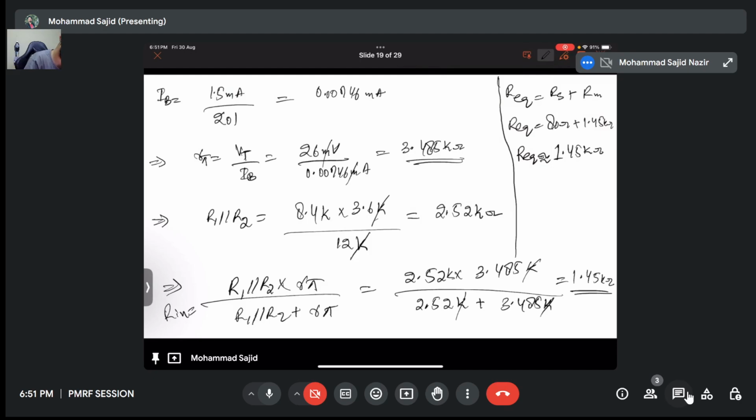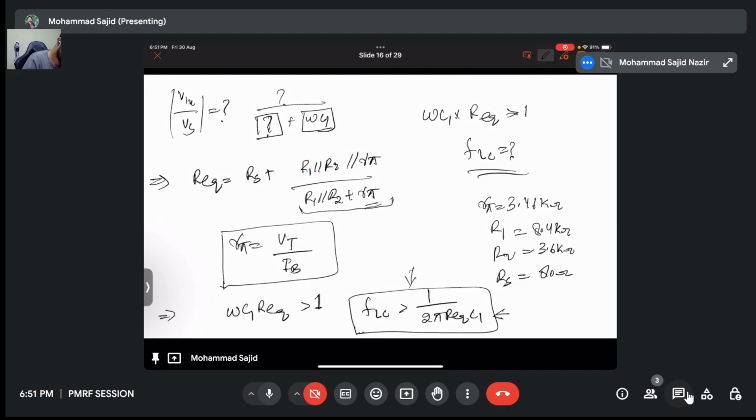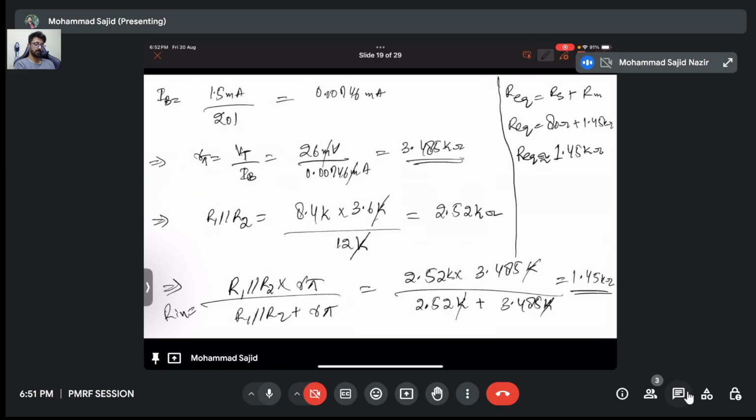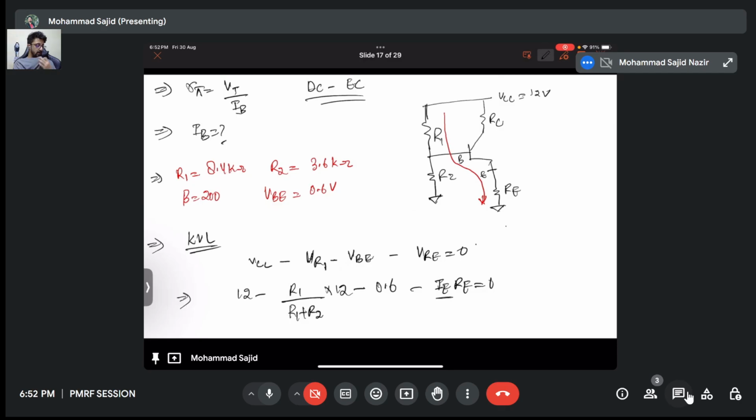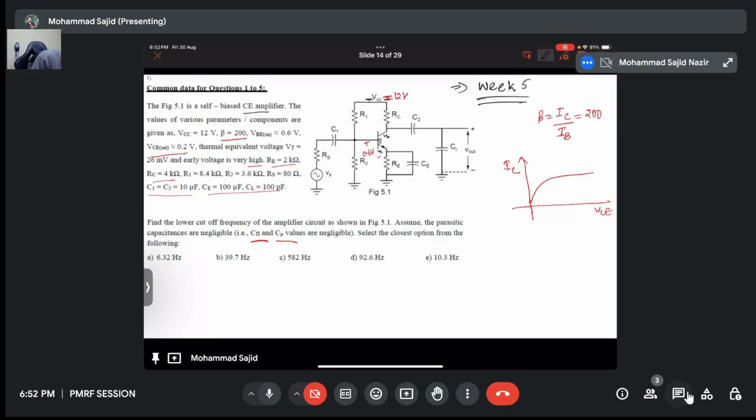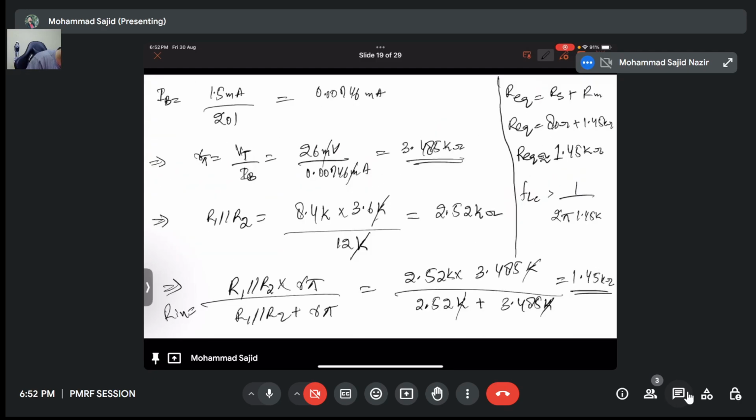So now moving to this formula, the lower cutoff frequency will be 1 by 2 pi R equivalent C1. I now know R equivalent, and C1 is also known. I can directly use 1 divided by 2 pi, 1.45 kilo ohm, and C1 is 10 microfarad, given in the question. So calculate FL, and it turns out to be around 11 hertz. So this is your lower cutoff frequency.